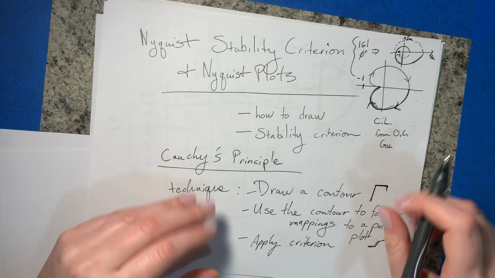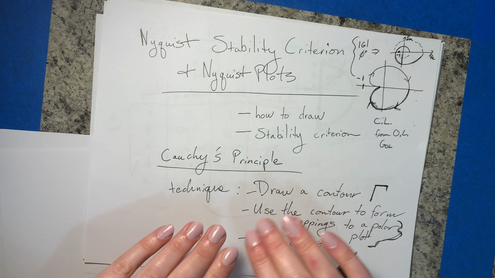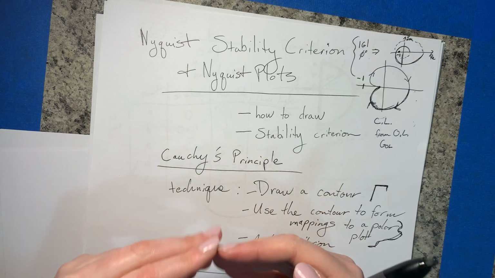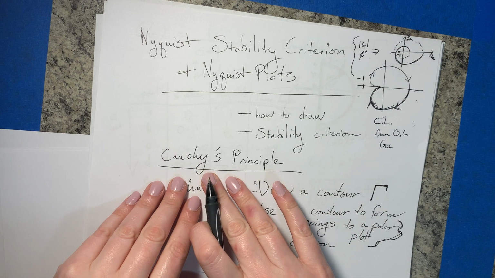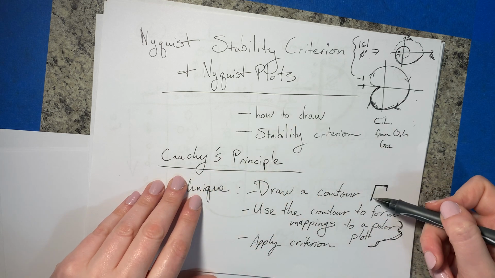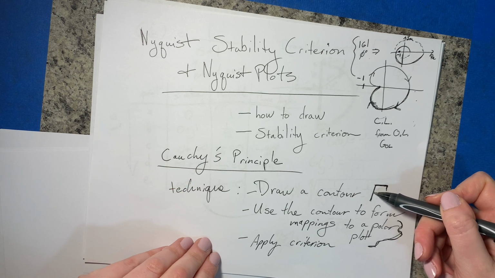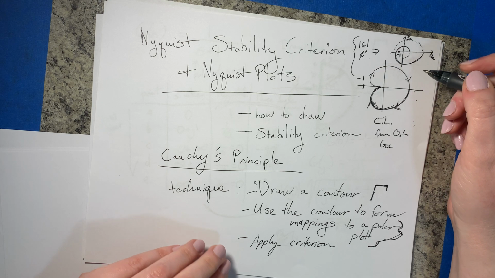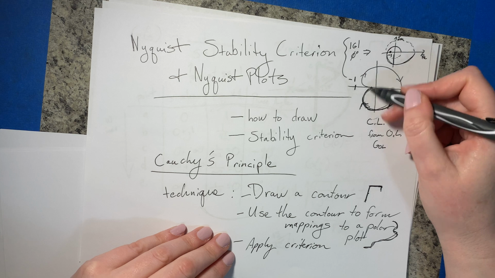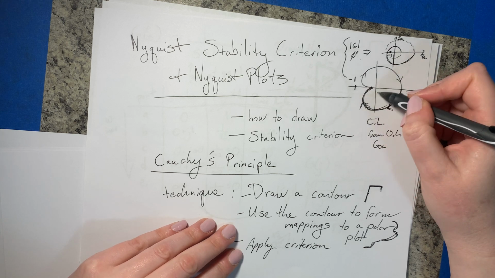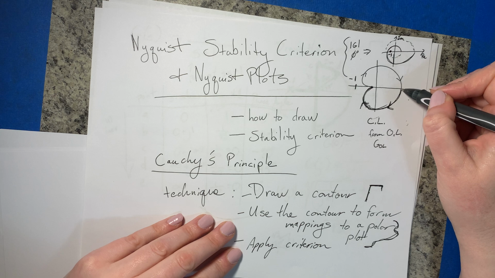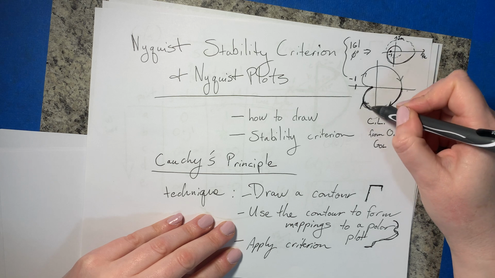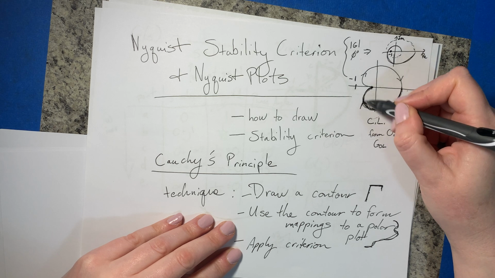So the main idea is to build off of Cauchy's principle, which has to deal with complex contours, and draw a contour, and then use that contour information to map in a polar plot. So the Nyquist plots kind of look like this, and they have a kind of round shape. And what you're going to do is come up with the bottom half of this plot, and then it's going to be reflected across the real axis.